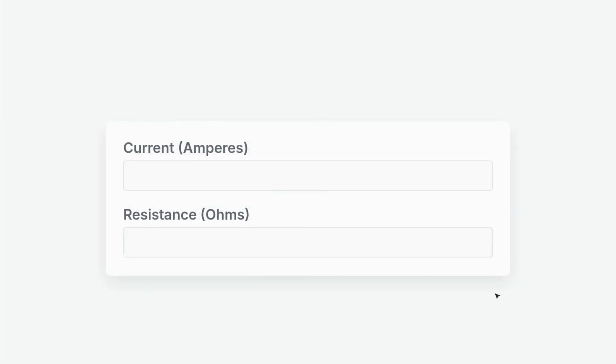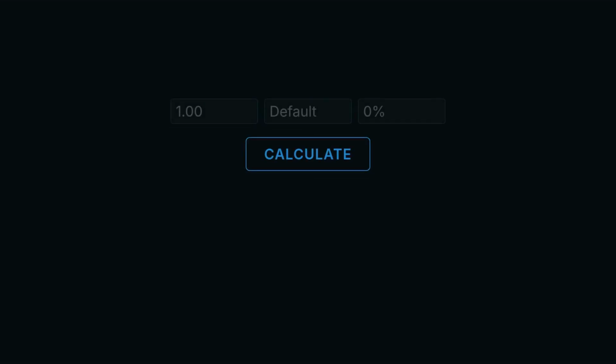For our worked example, I'll enter current equals 5.00 amperes and resistance equals 10.00 ohms. The other fields show default values, but aren't used in this calculation mode.